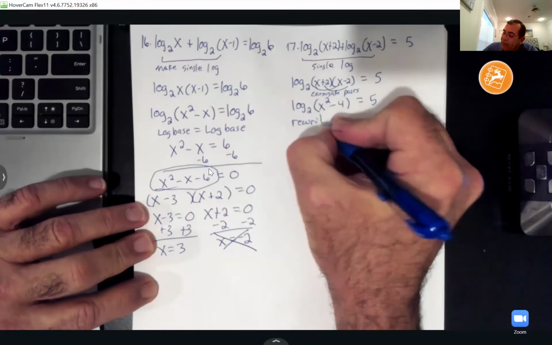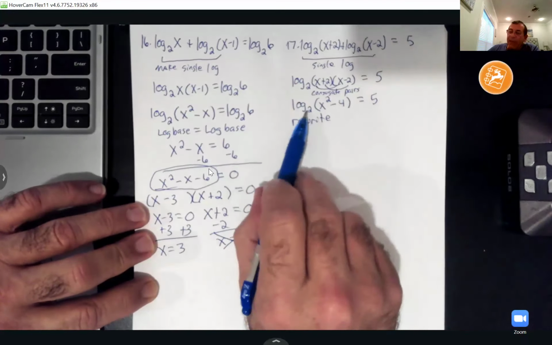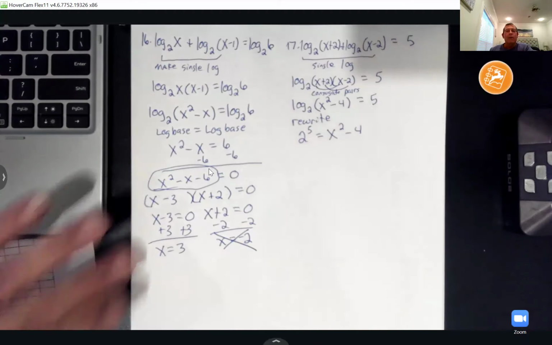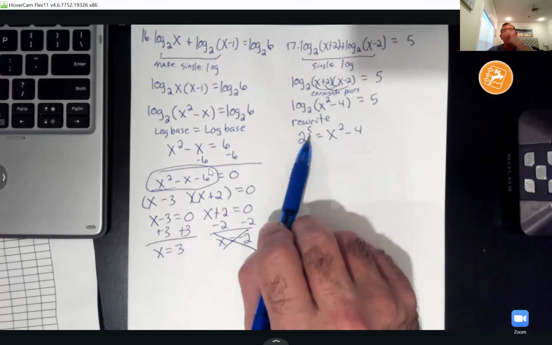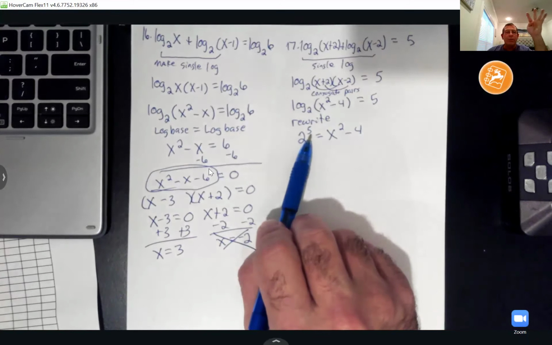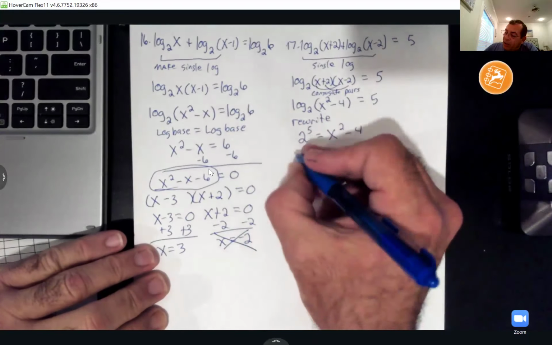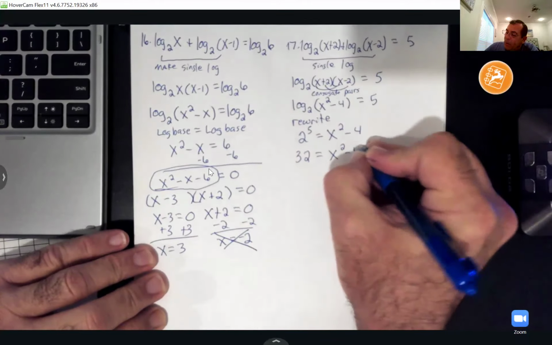Now rewrite it. Oh, my base is a 2. My exponent is a 5. And that's going to equal x squared minus 4. Whoa, y'all, 2 to the 5th. What's that? 2 times 2 times 2 times 2 times 2 should give us 32 equals x squared minus 4.